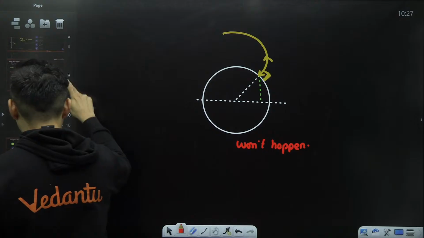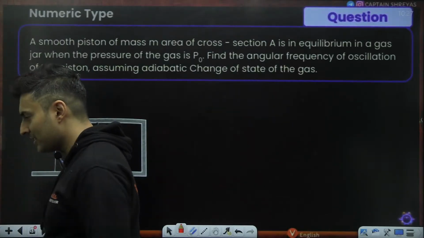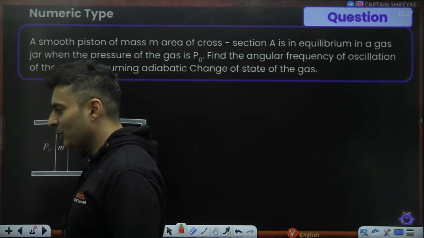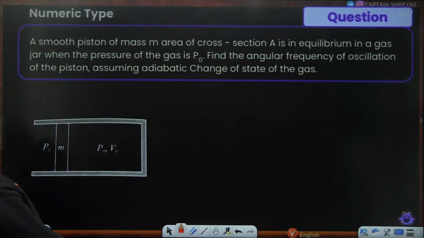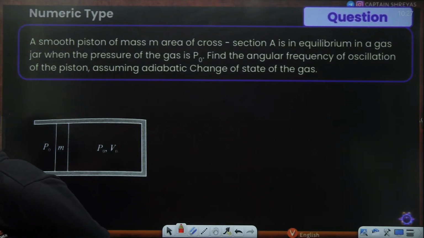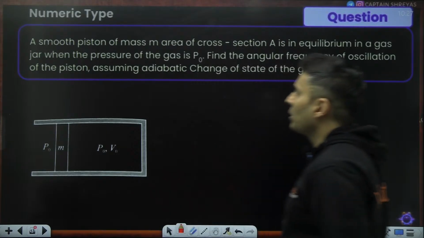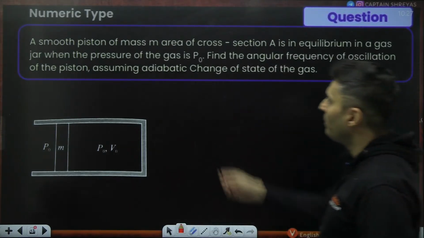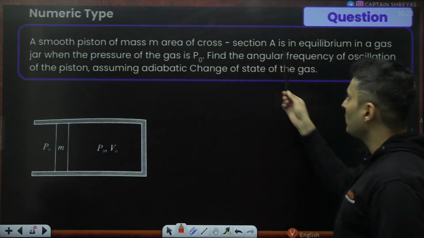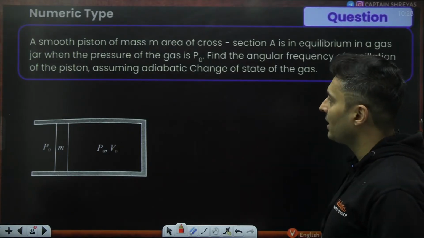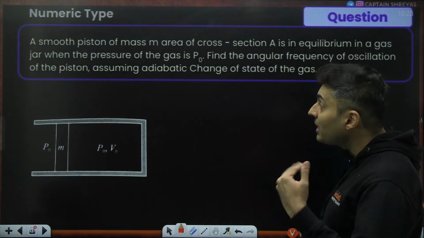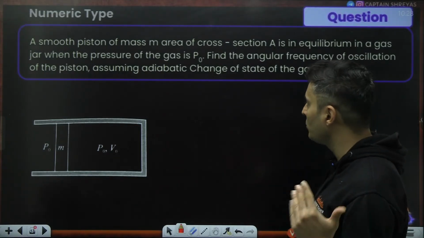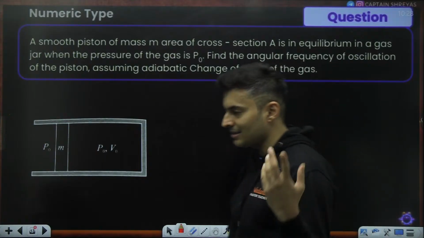All right. So moving on to the next question on your screen. Beautiful question. Read this particular question, my dear students. There is a smooth piston of mass m and area of cross section A in equilibrium in a gas jar where the pressure of the gas is P naught. Find the angular frequency omega of the piston assuming adiabatic changes of the state of the gas.